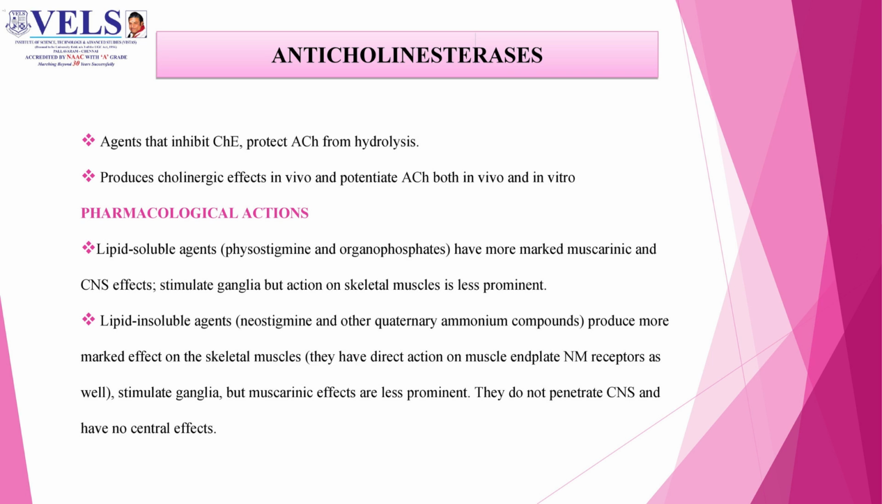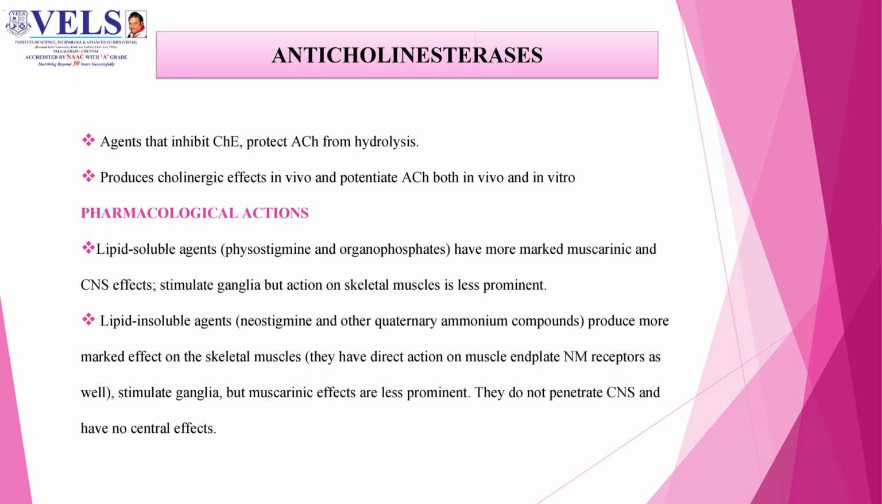Next we will discuss the anticholinesterases. These are agents that inhibit the cholinesterase enzyme and thereby protect acetylcholine from hydrolysis. They produce cholinergic effects in vivo and potentiate acetylcholine both in vivo and in vitro. Pharmacological actions: the lipid-soluble agents, that is physostigmine and organophosphates, have more marked muscarinic and CNS effects. They also stimulate the ganglia, but action on skeletal muscle is less prominent.